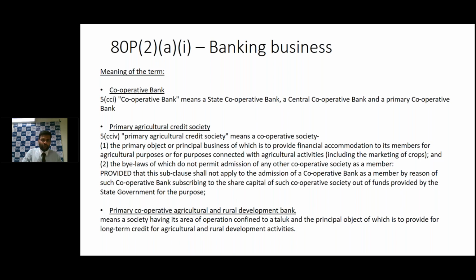This is the meaning of the term cooperative bank. This meaning will assume importance once we go to the term cooperative credit society. Primary agricultural cooperative credit society has been defined by the Banking Regulation Act 1949, as well as the primary cooperative agriculture and rural development bank has been defined under the Act. Section 80P: Primary agricultural credit society and primary cooperative agriculture and rural development bank are eligible for deduction, whereas cooperative banks are not eligible for deduction under section 80P.